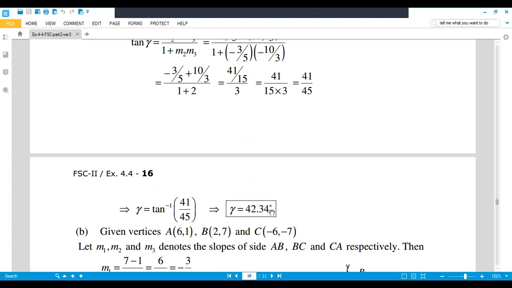So this is the third angle. You can check whether your answer is correct or wrong. Here the check is not given, but you can do it. How? Take the sum of all three angles you found, alpha, beta and gamma. If it is equal to 180, it means your solution is correct. If it is not equal to 180, it means you have made some mistake. So you can check your answer like this.